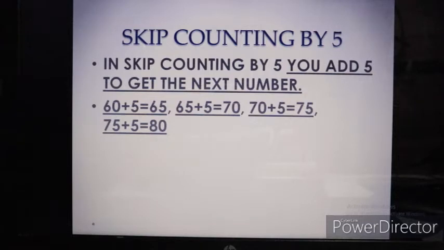Skip counting by 5. To count by 5s, you add 5 to get the next number. 60 plus 5 equals 65, 65 plus 5 equals 70, 70 plus 5 equals 75, 75 plus 5 equals 80. Skip counting really helps with addition, subtraction, multiplication and division. It is also used a lot for counting things.